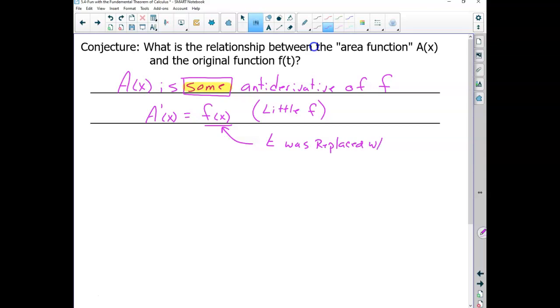So that's a conjecture because we can kind of see that. We can see all of those antiderivatives were there, and we will see more as we cruise along. It's important to understand what we're saying. It's some antiderivative. What do you mean it's some antiderivative?